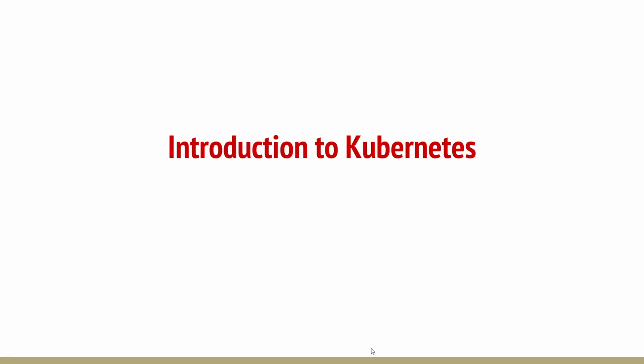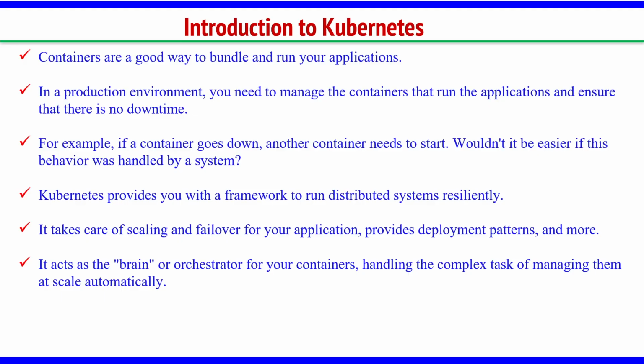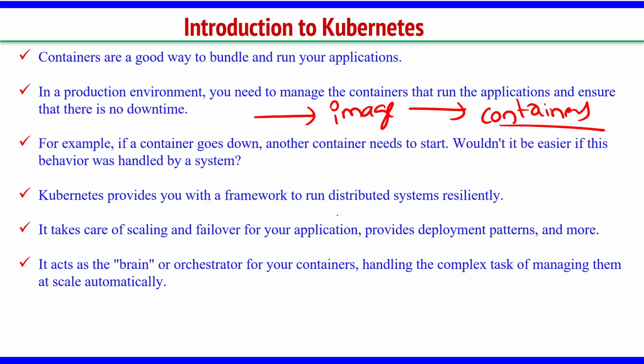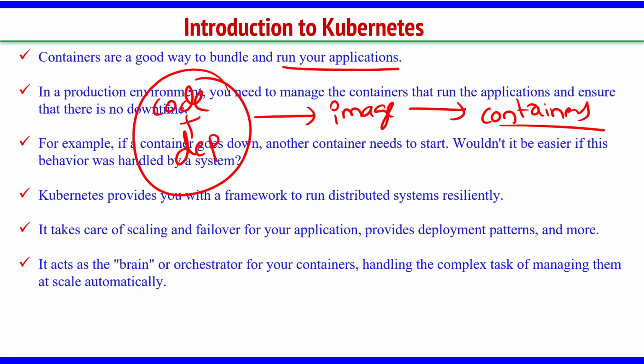Let's understand what is Kubernetes. So we know containers: we bundle the code and the dependencies and create an image, and these images are started and run in containers. Containers are a good way to bundle and run your applications, the code, the dependencies, everything. Bundling them, combining them together, forms an image. This image we place, start and run in a container.